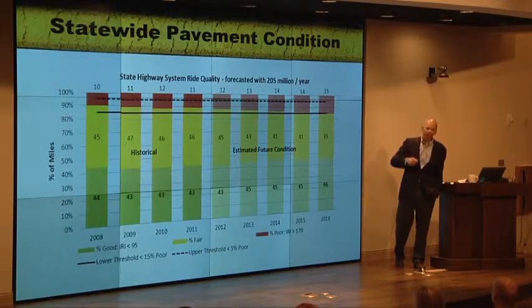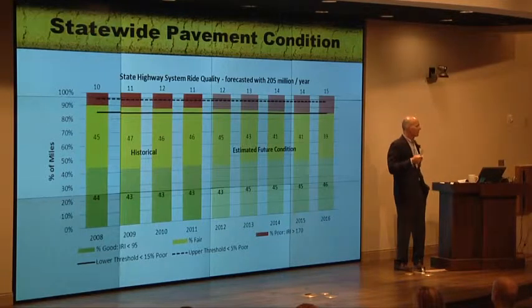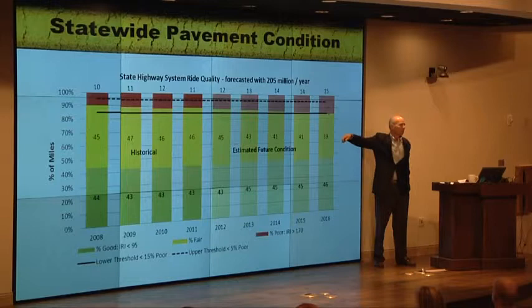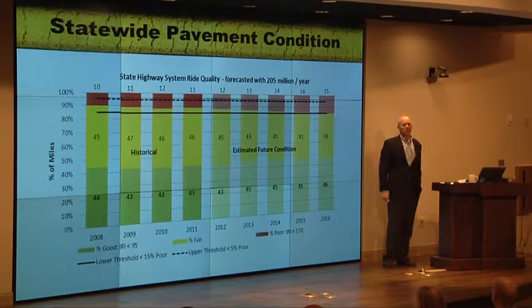Should it be an IRI of 90% be, I mean, good or better? What should the number be? What target should I set system-wide? Does anybody know how to answer that question?